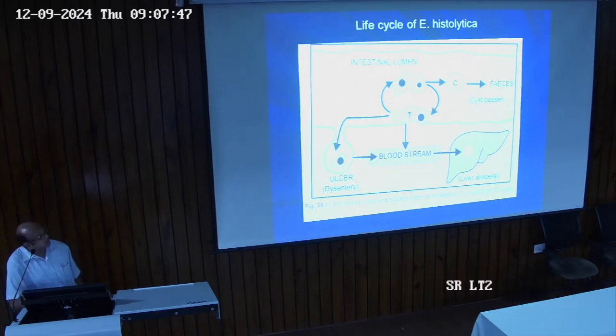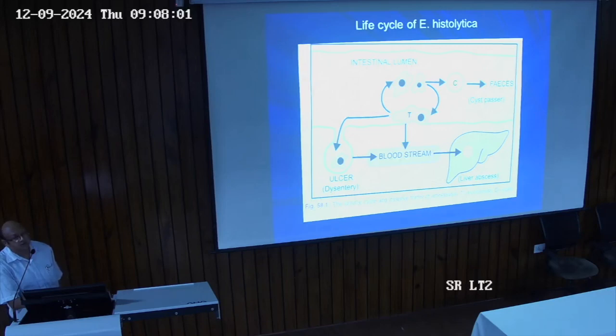So what you have to remember is that in the intestinal lumen, the organism has two stages. One is the cystic stage, which passes through the feces, and another is the trophozoite stage, which passes across the intestinal lumen, comes into the blood, and then infects the liver. So these are the two variants which you need to handle as far as the Entamoeba histolytica organism is concerned.